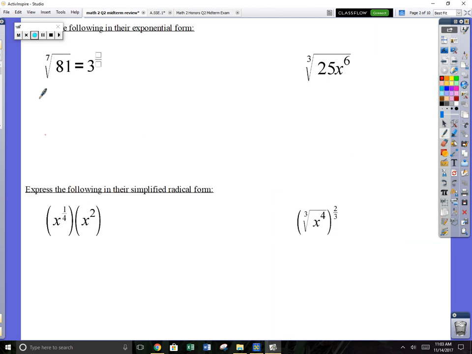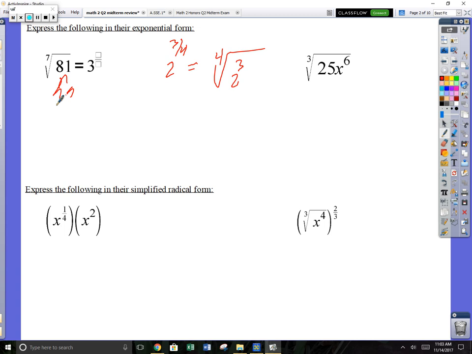Okay, now radical to exponential form. So if you remember this, if you have like 2 to the 3/4, that is the same thing as the 4th root of 2 cubed. So this is exponential form, this is radical form, this is one way to look at it, this is another. They're the same thing. So let's bust up 81.